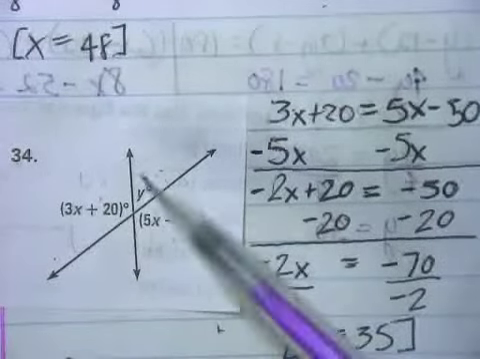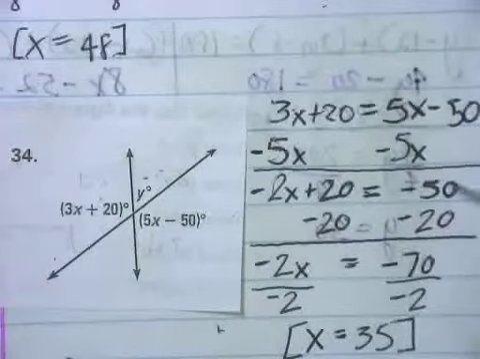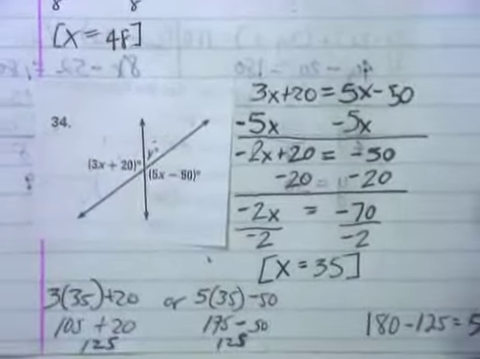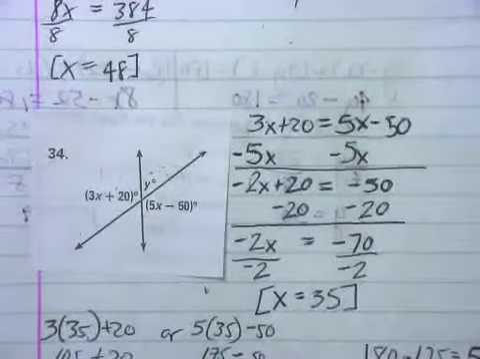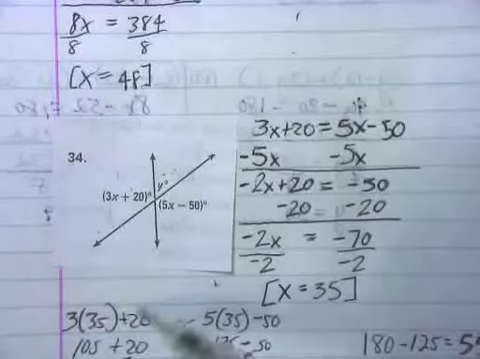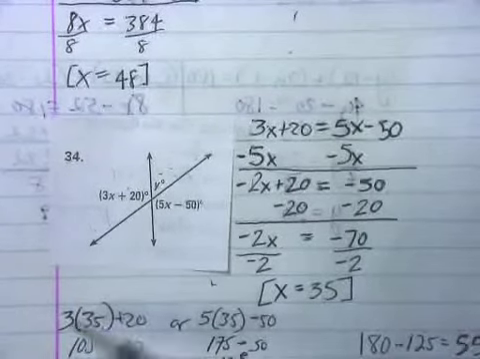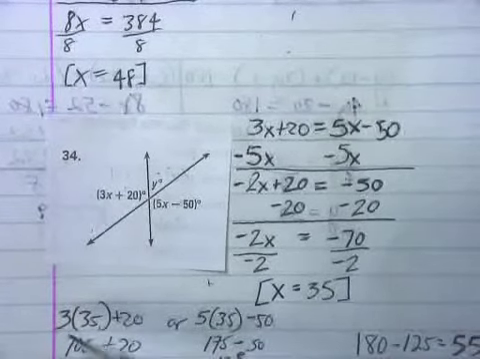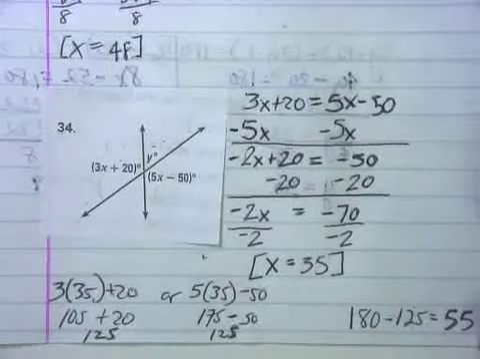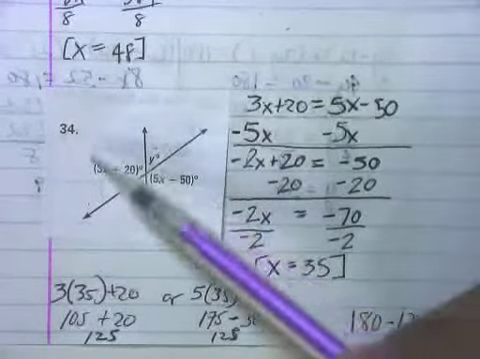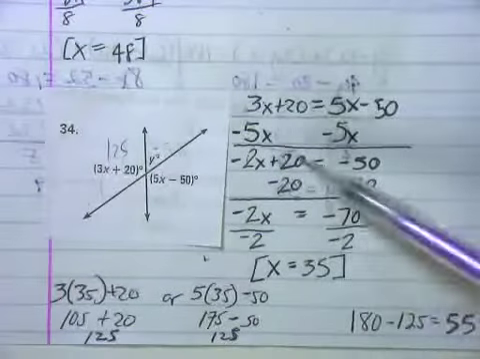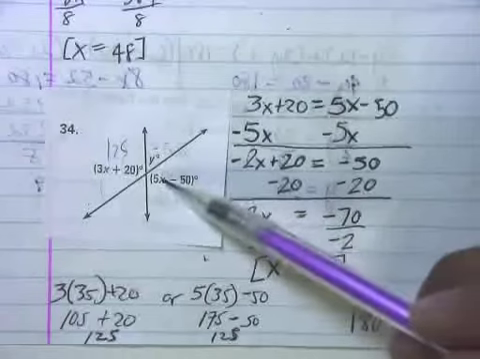Remember that a negative divided by a negative is a positive, so negative 70 divided by negative 2 is positive 35. Well, now that I know that x is 35, I can actually figure out what these angles are. All I have to do is take the 35 and plug it into the equations. So here's my first equation, 3x plus 20. I plug in the 35: 3 times 35 is 105, and 105 plus 20 is 125. So this angle here is actually 125 degrees.